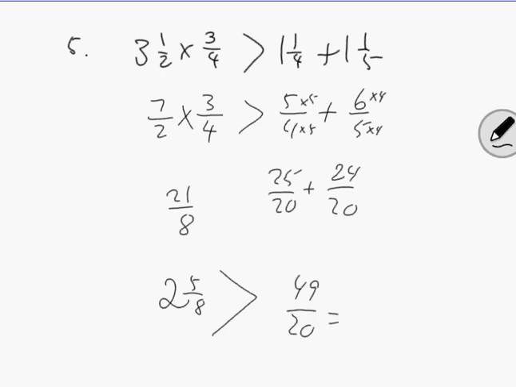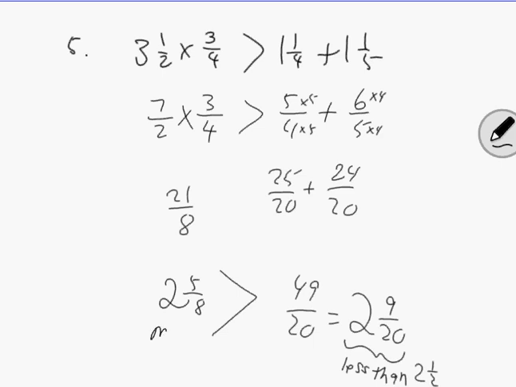49/20, which is 2 and 9/20. Now, if I look at this, this is less than 2.5. And I know that because 10/20 would be a half, so 9/20 is going to be less than half.